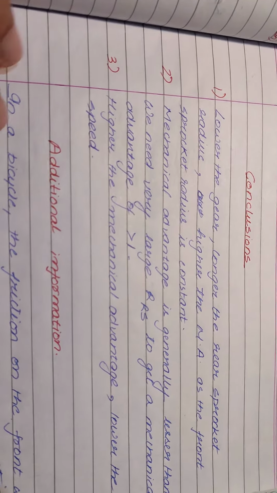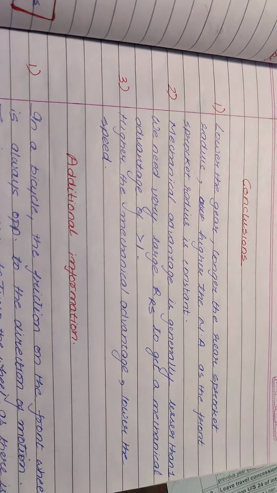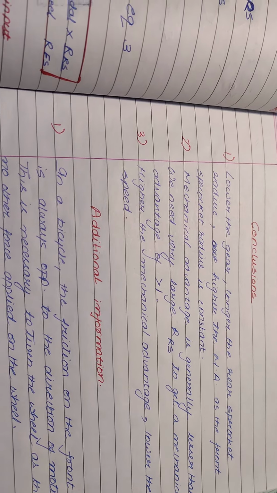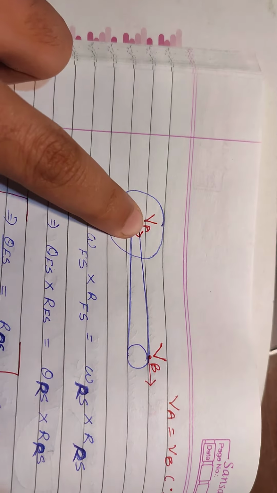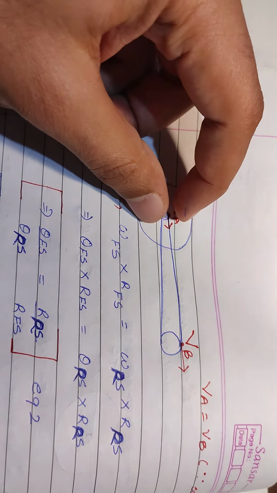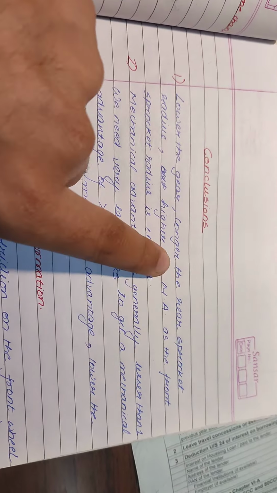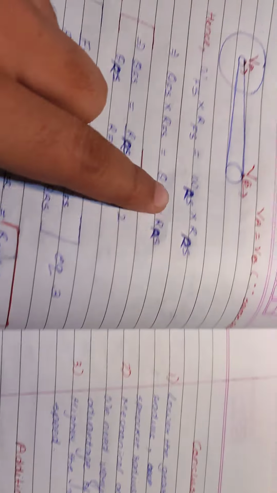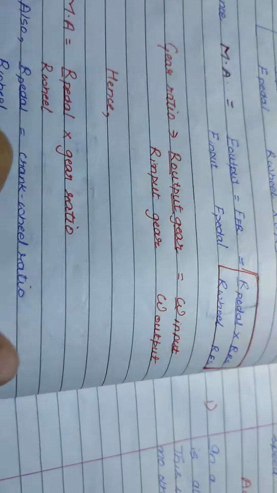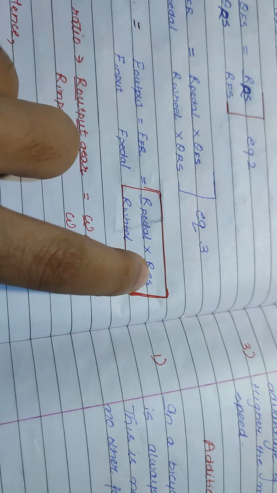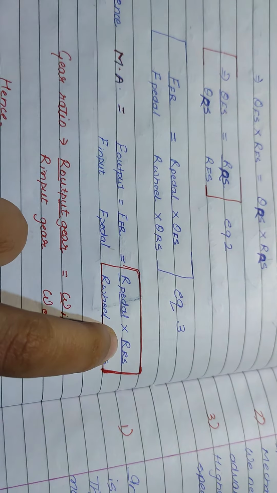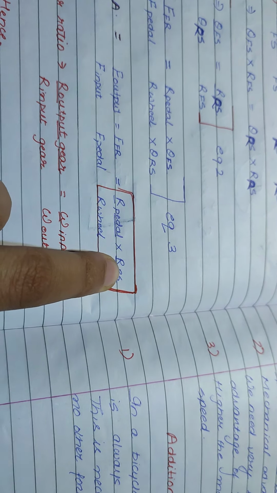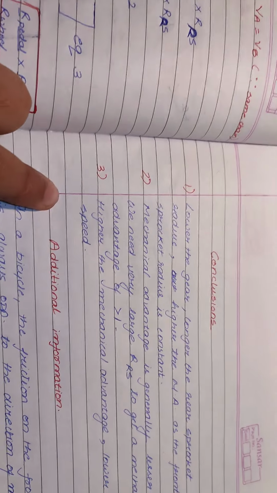Now what are the conclusions? From this entire discussion, the lower the gear, the longer the rear sprocket radius, which is of course obvious. A lower gear means that this small circle becomes large, so the longer the rear sprocket radius, the higher the mechanical advantage, as the front sprocket radius is constant. This remains constant, this becomes larger, and as we have seen, the mechanical advantage depends on the ratio of the rear sprocket upon the front sprocket. And so if you make it large, you are going to get more mechanical advantage.